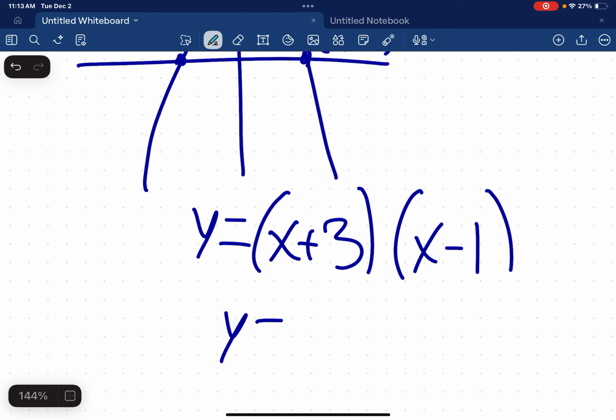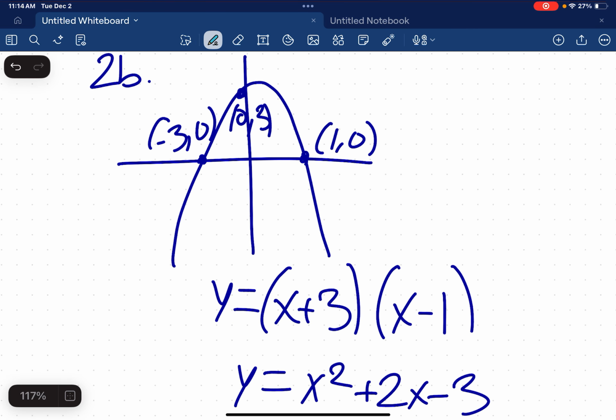So we'll have y is equal to x squared. Oh my god. Maybe I should have written this in a different form. x squared plus 2x minus 3. But we're not done yet.